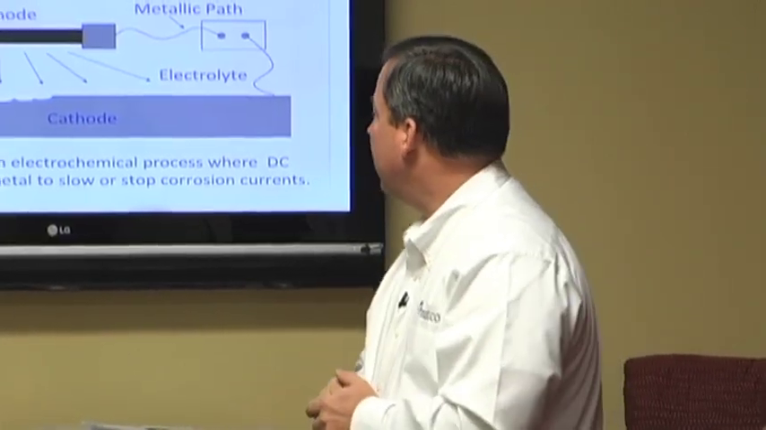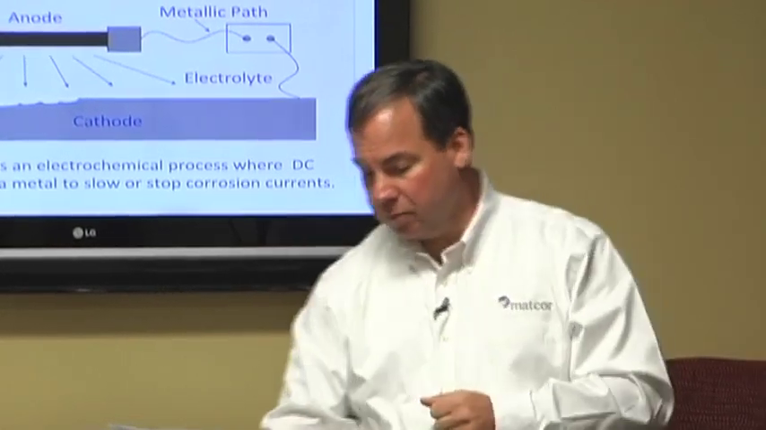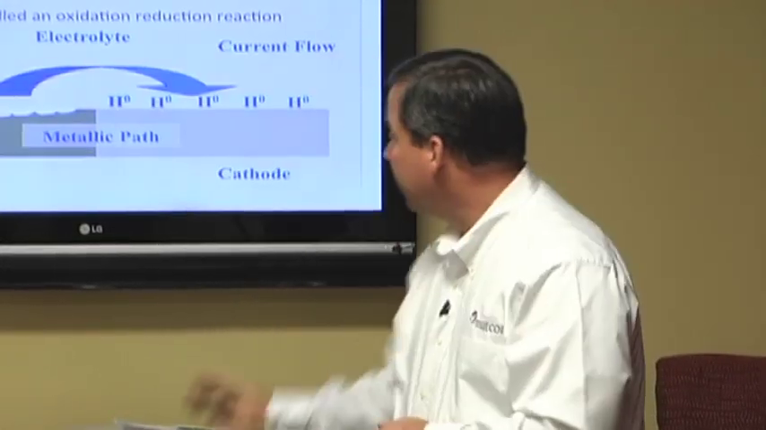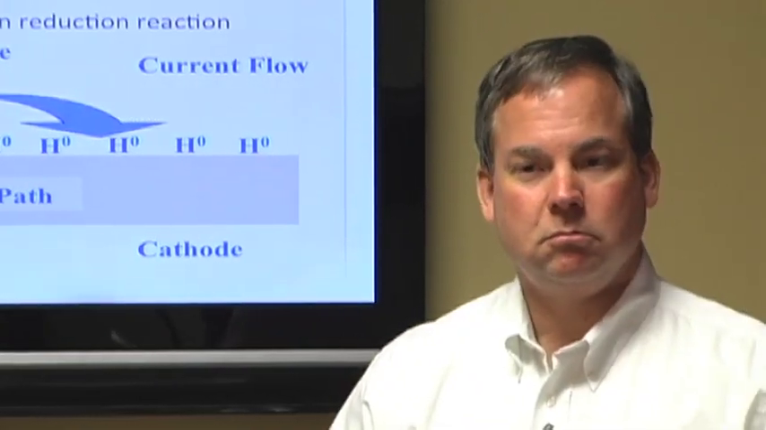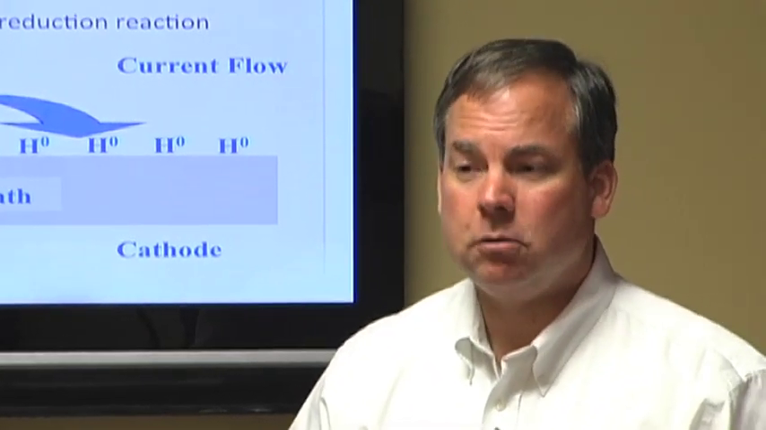So let's go back to our slide here. Actually, let me go back to the previous slide here. My anode, my cathode, and my metallic path. The structure itself provides that. It's inherent in a piece of metal. It already has an anode, it already has a cathode, and it already has a metallic path. All you really need is this electrolyte. An electrolyte is a fancy word for saying something where current can flow. And in most cases, that's water.